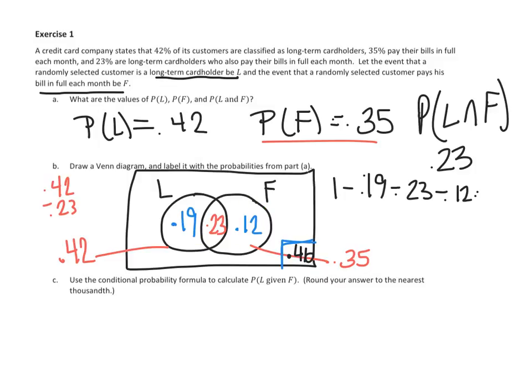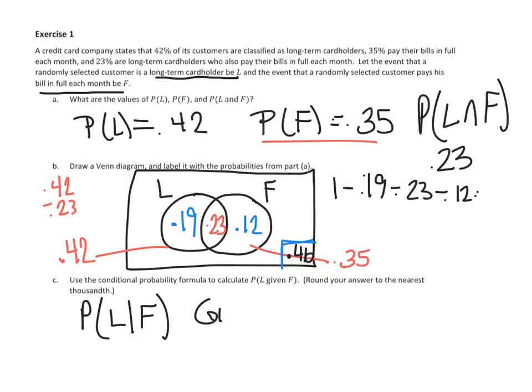Part C says use conditional probability to calculate the formula, the probability of L given F. Now, we haven't talked about this notation before, so we do want to show it to you. Another way to say given is a vertical line. So we could say, I just want to be clear, that this is also the probability of L given F. And you might probably need to make a note in your book here that this vertical line is just another way to say given. So the probability of L given F.